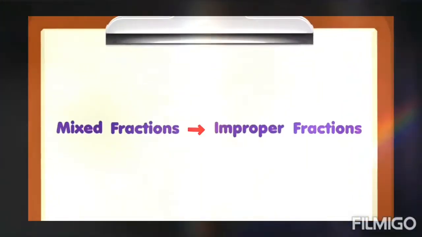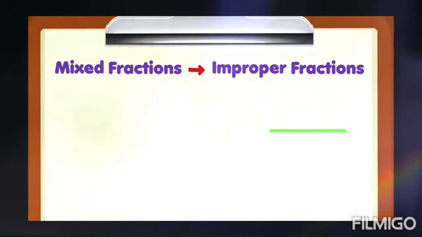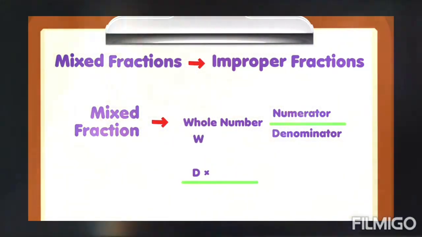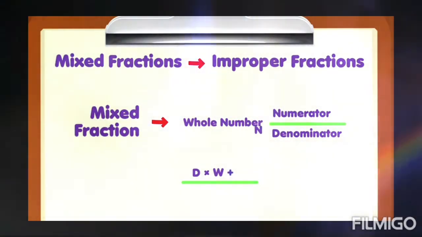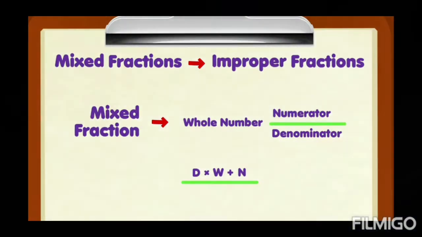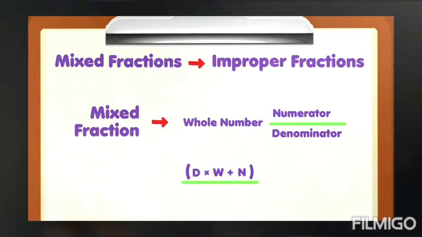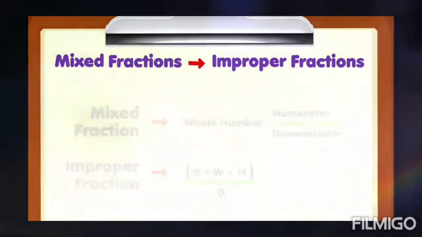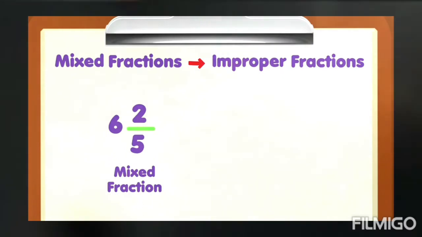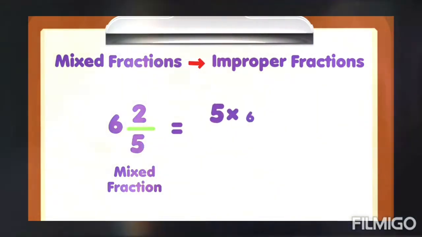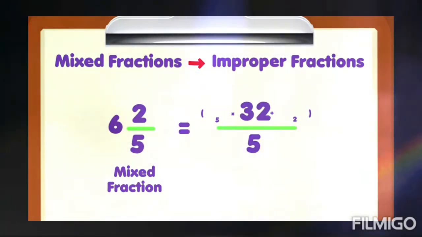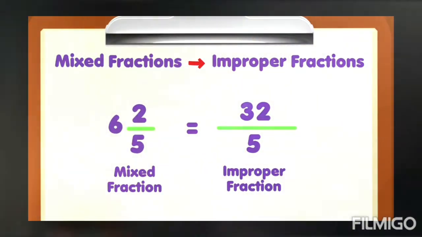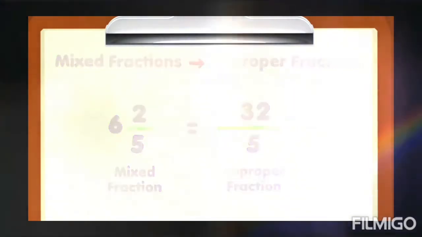Let me explain it to you. To convert a mixed fraction to an improper fraction, multiply the denominator by the whole number and add it to the numerator. The result is the numerator of the improper fraction while the denominator remains the same. For example, 6 and 2 upon 5 equals 5 into 6 plus 2 equals 32. Thus, 6 and 2 upon 5 equals 32 upon 5.